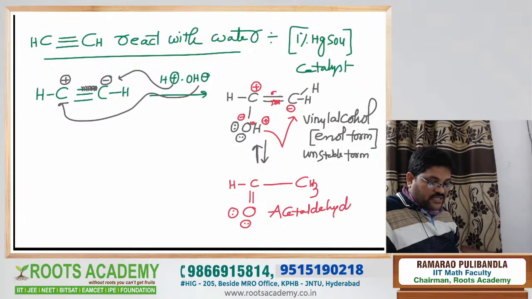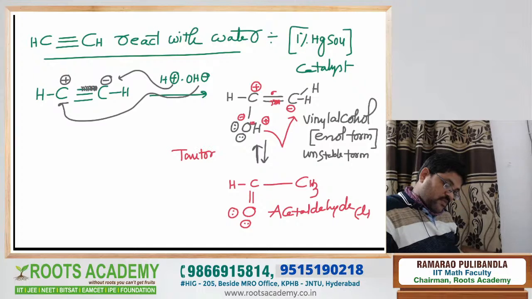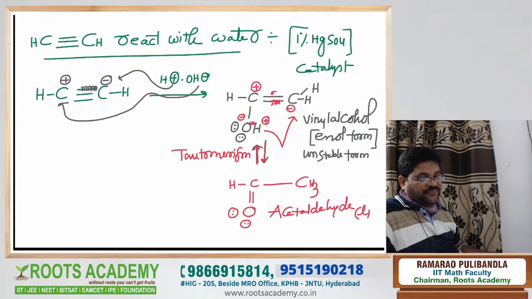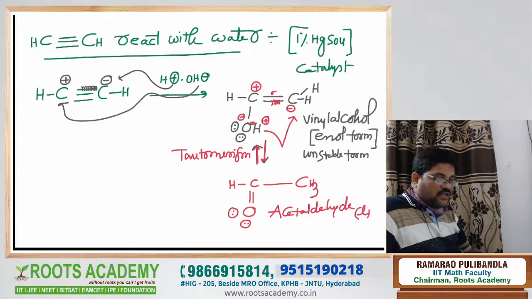Acetaldehyde. Tell me, students, acetaldehyde is forming. Now this is called the keto form. This is called keto-enol tautomerism. On the arrow mark, you write the equilibrium symbol like this. The enol form is tautomerized to the aldehyde form.